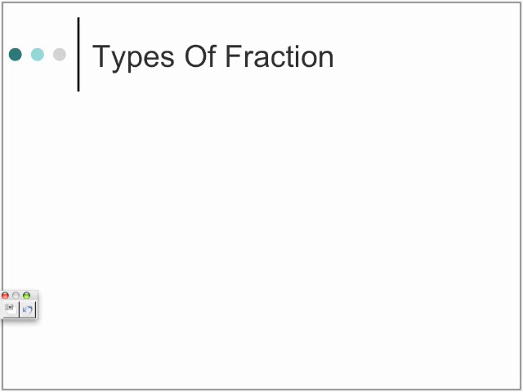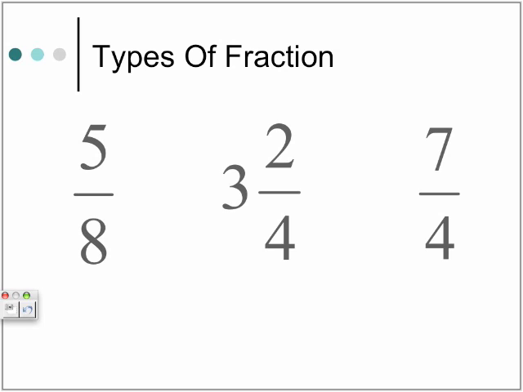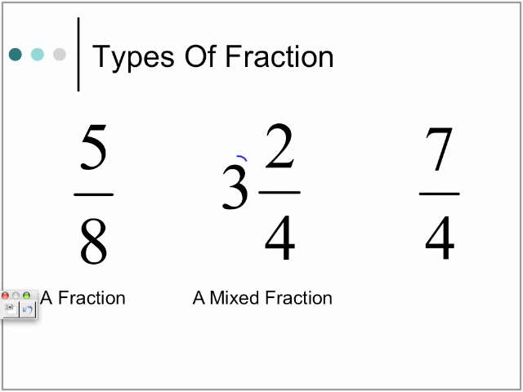Now there are three different types of fractions. The first one is your average fraction, which has the numerator smaller than the denominator. In the mixed fraction here, it has a whole number. The whole number represents a whole part of this fraction, I think. Okay. And the improper fraction is where the numerator here is bigger than the denominator. So, yes.